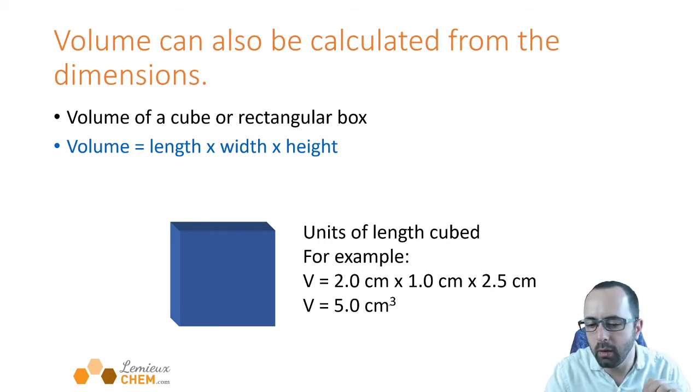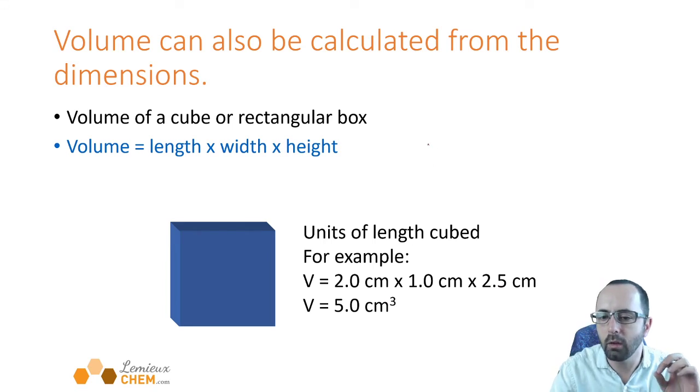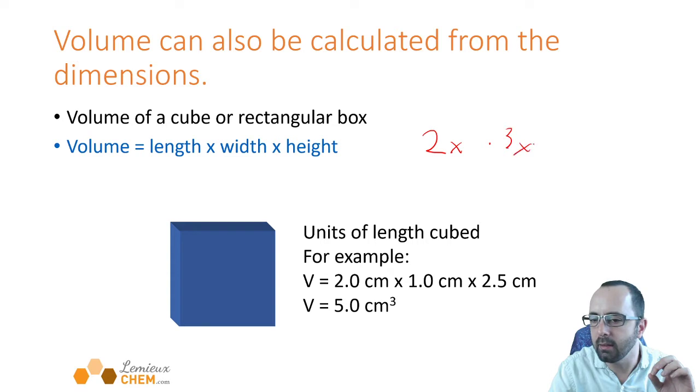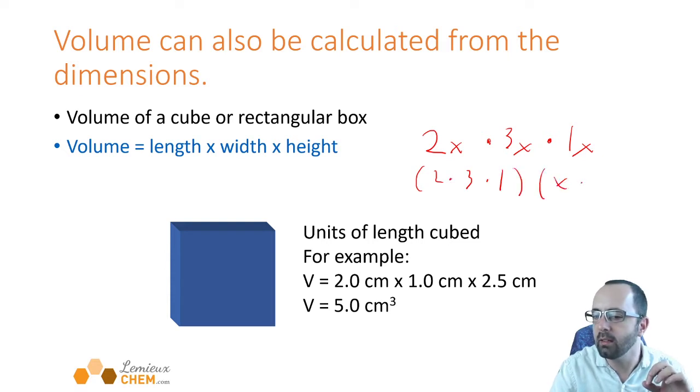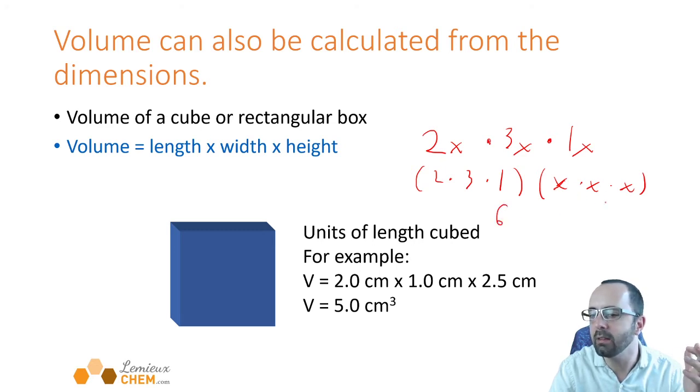What I really want to point out here is what happens with the units. Let's compare this to algebra again. Let's say you had 2x times 3x times 1x in your algebra class. This would be the same as 2 times 3 times 1, and then times x times x times x. So you'd have 2 times 3, which is 6, times 1, which is 6. And for your x, you'd have x times x times x, which is x cubed.